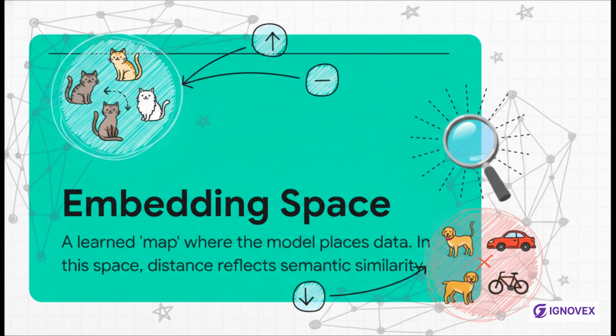So it's pushing and pulling these pairs. But where? It all happens in something called an embedding space. The best way to think about this is like a smart, multidimensional map. The model's whole job is to learn how to place every piece of data on this map so that similar things, like all the pictures of cats, end up clustering together, and really different things, like dogs and cars, end up far, far away from each other.